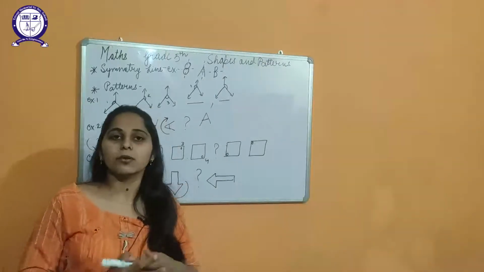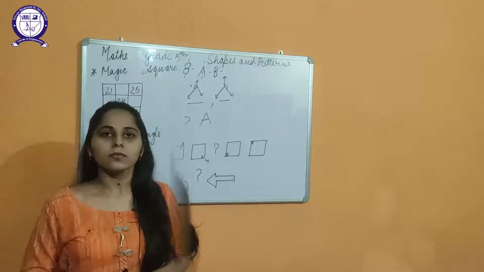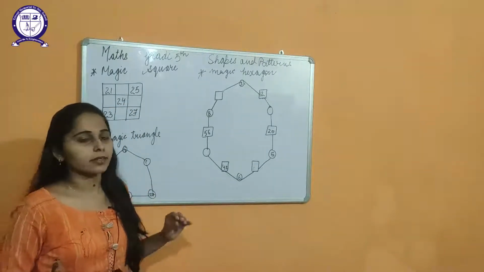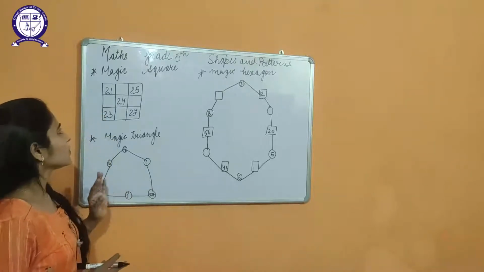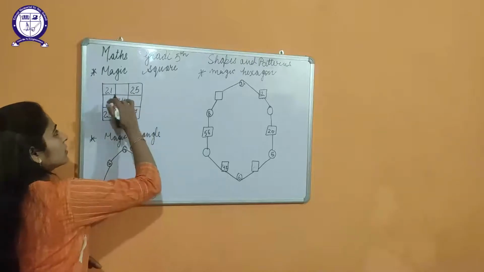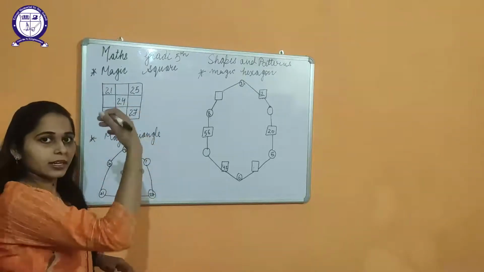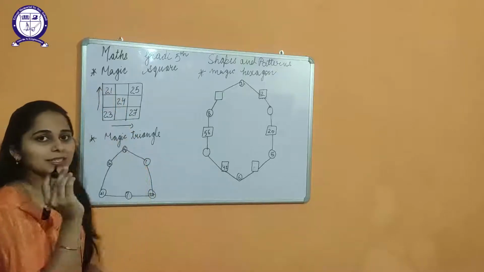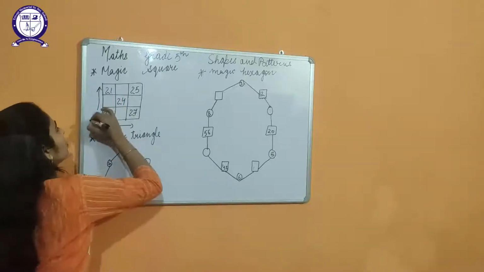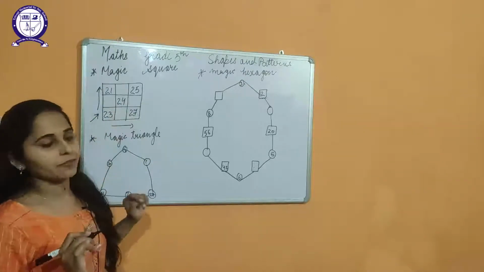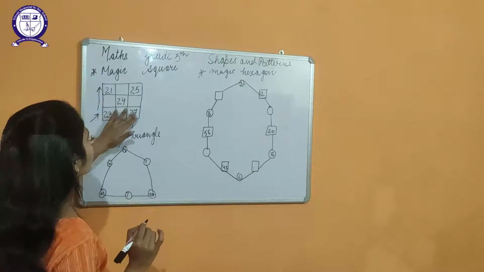Now we'll discuss the magic squares and magic triangles. Now magic square, magic triangle, and magic hexagon. In these, students, what you have to keep in mind is that in the magic square, the numbers present diagonally or at any side, like this or like this, the sum will be the same as that of every line, like this. 23 plus 24 plus 25 will be equal to 21 plus 24 plus 27.